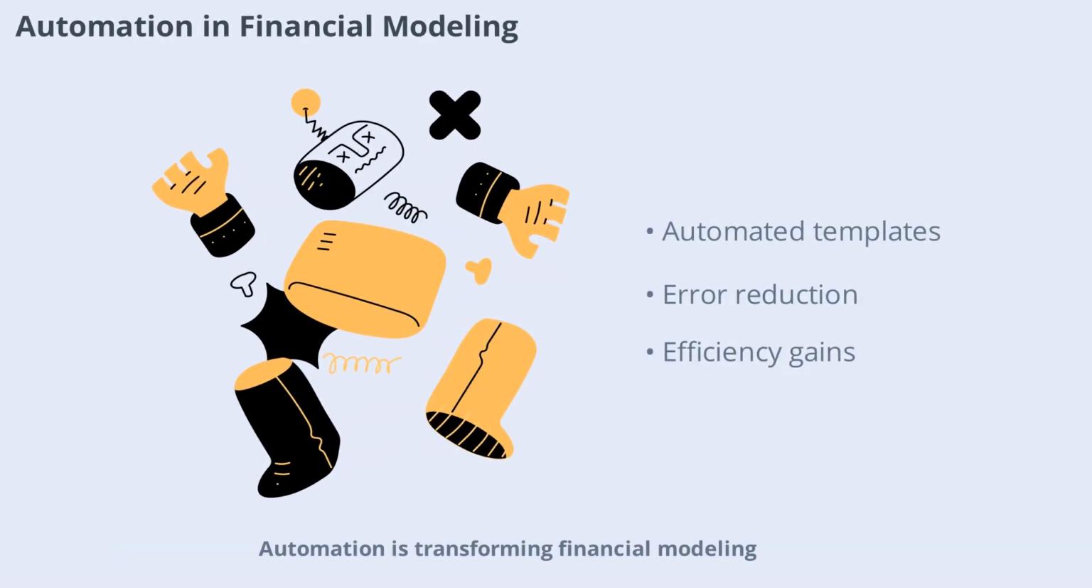Automation is transforming financial modeling. Investment bankers are increasingly using scripts, templates, and specialized software to streamline repetitive tasks. Automation reduces errors, saves time, and allows bankers to focus on analysis and strategy. Adopting automation tools is becoming a standard practice in modern investment banking.